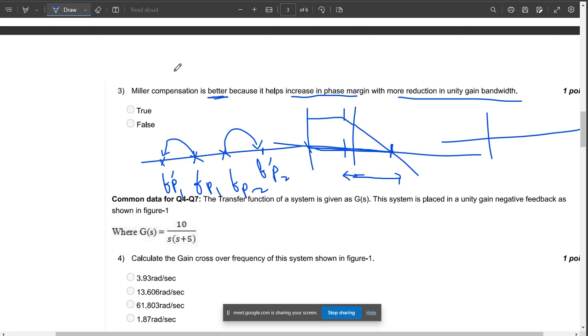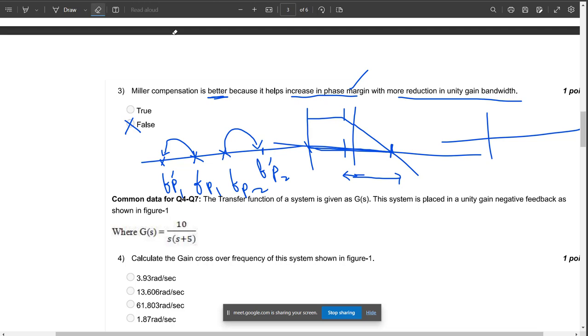So here Miller compensation is better because it helps increase the phase margin. This is correct, but there is no reduction in unity gain bandwidth. No reduction in unity gain. So here the statement is false. The overall statement was false. Okay. Got it? Any doubt?